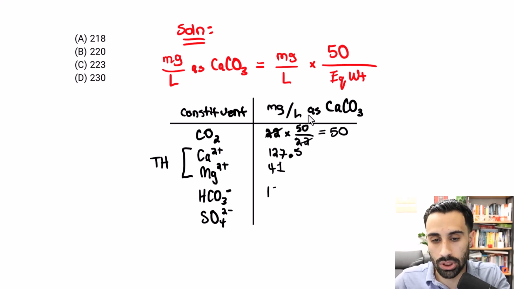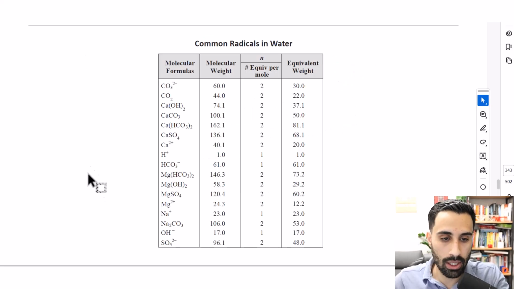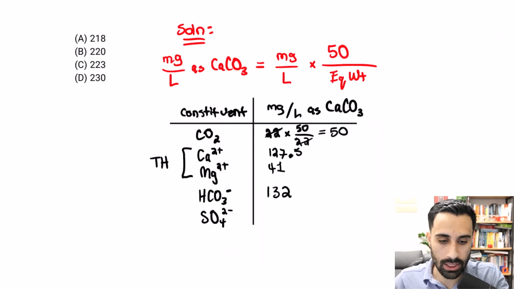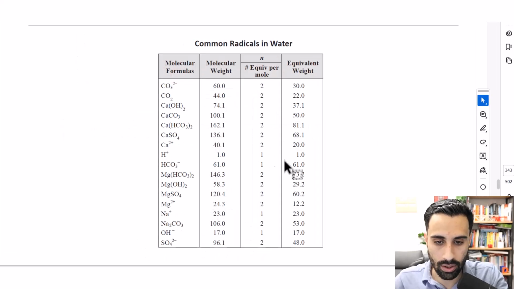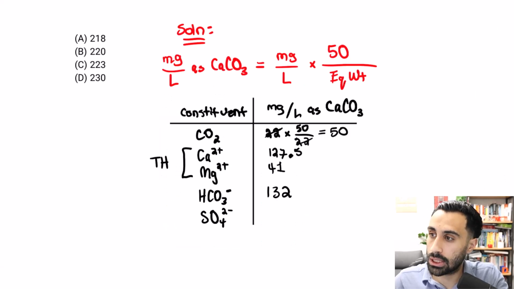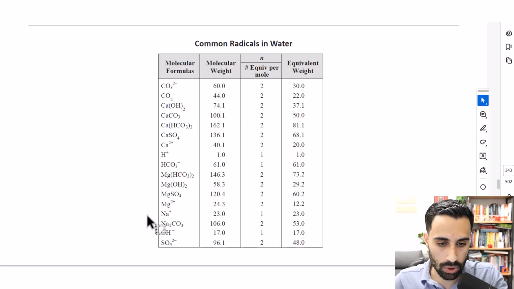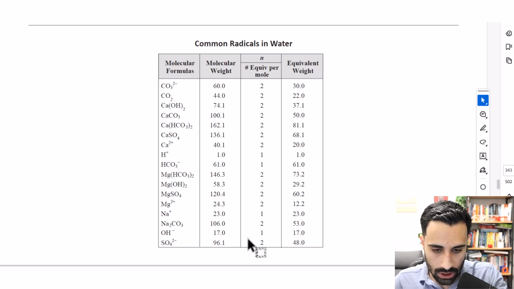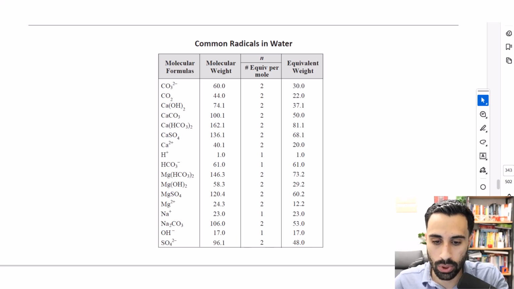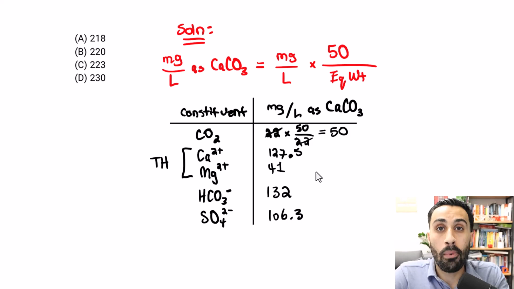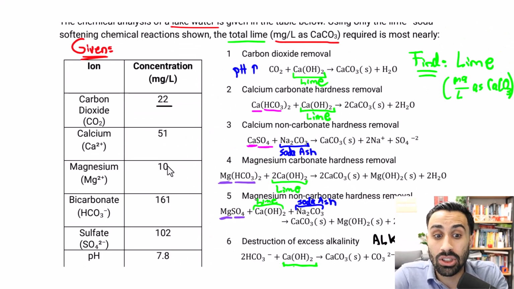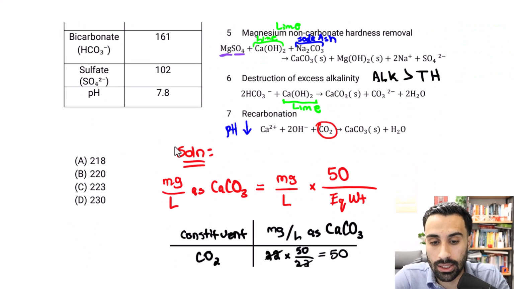So what we'll do is just put 132. So that's not bad. For the buffering capacity, it is going to be the bicarbonate. Equivalent weight is 61. And then the last one is the sulfate. That will be 106.3. It's shown here as the sulfate. Equivalent weight is 48. So that's the first step. Always do this if the concentration is not given in milligram per liter as calcium carbonate.